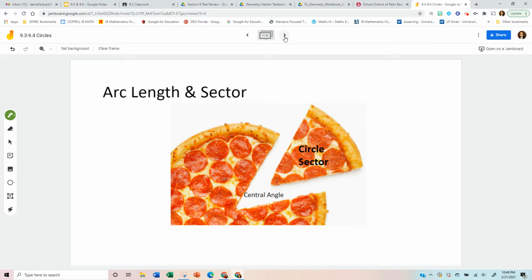So let's talk about our next concept. This is going to set up our next little concept here: the relationship between arc length and sector and our pizza. First, we're going to start with circle sector. So go ahead and work on a couple of practice problems on just area, and then we're going to talk about circle sector.